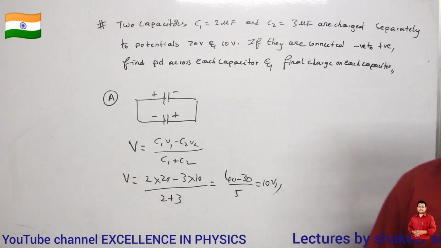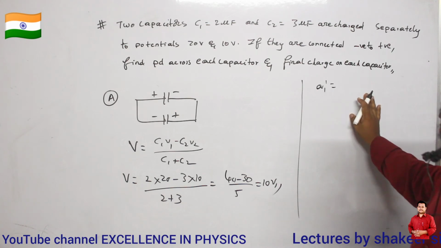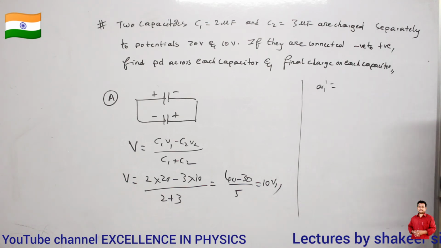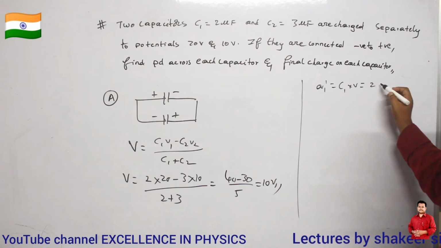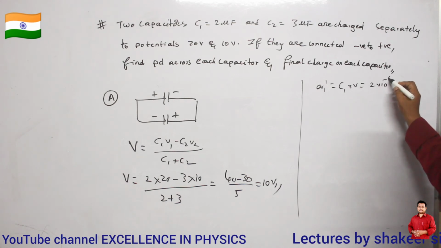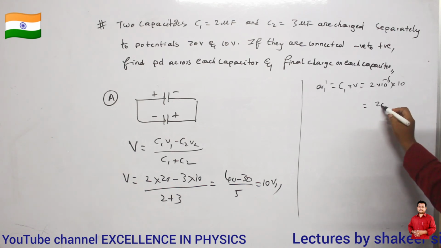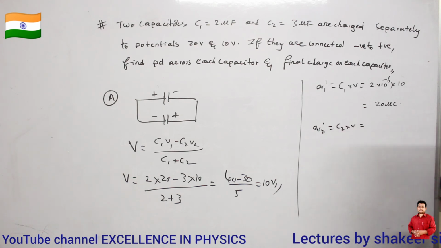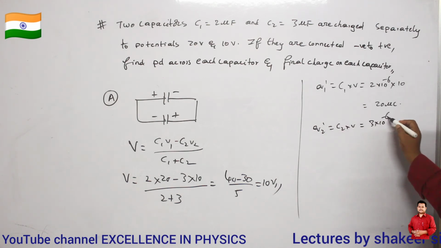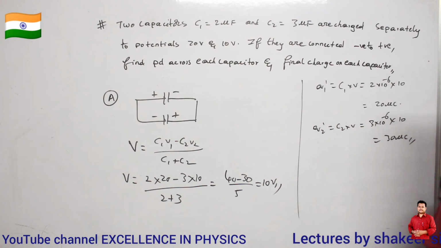Similarly, the final charge on each capacitor. So Q1 dash. You can use the relation, or I can directly calculate with Q is equal to C into V also, no? So charge is how much, capacitance is how much? 2 into 10 power minus 6. Potential is 10 volts. So therefore 20 microcoulombs of charge. Q2 dash is equal to C2 into V. C2 is how much? 3 into 10 power minus 6. Common potential is 10. So 30 microcoulombs of charge will be present after the redistribution of charges. That's all.